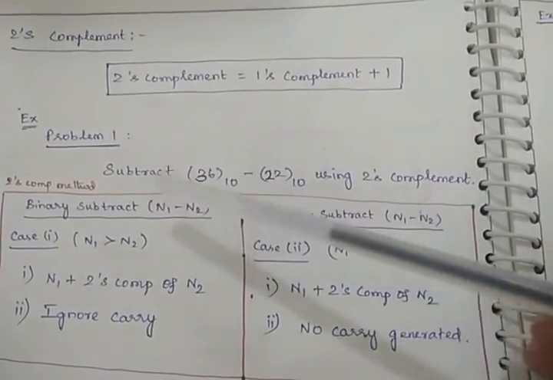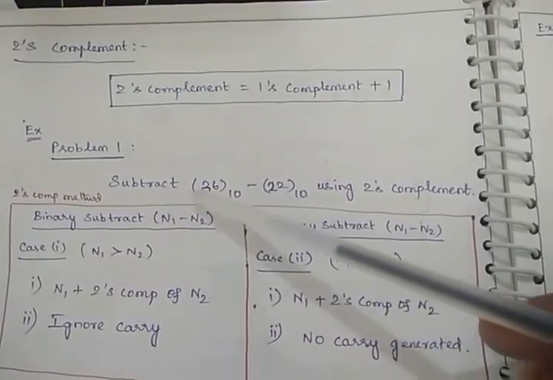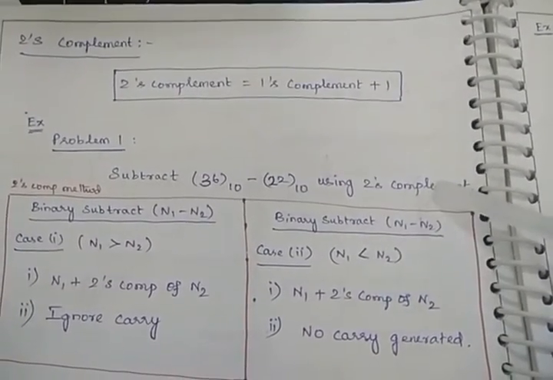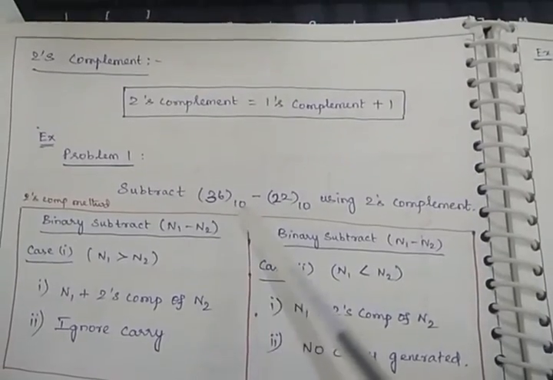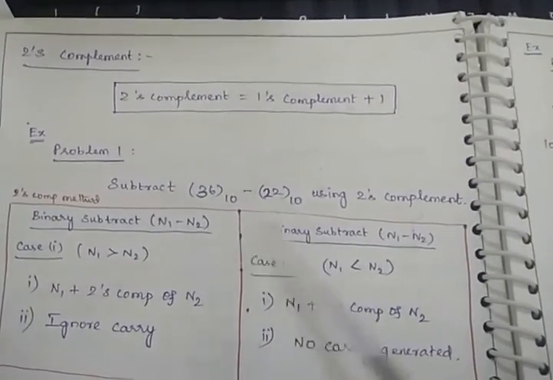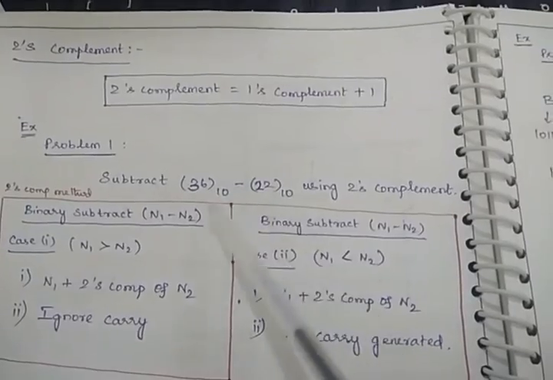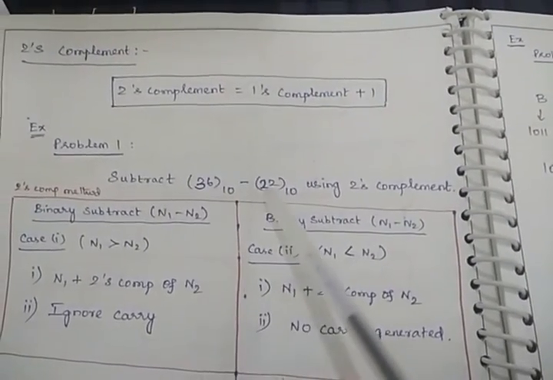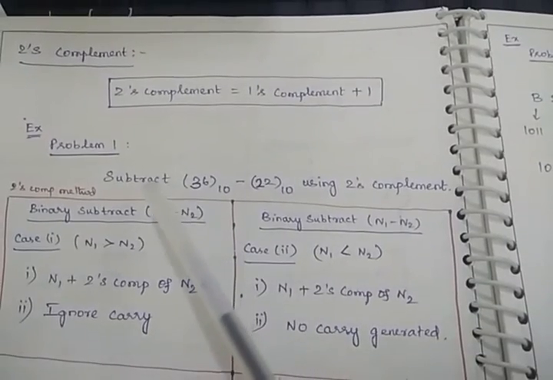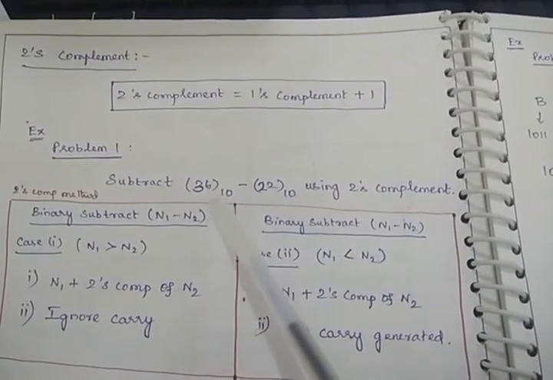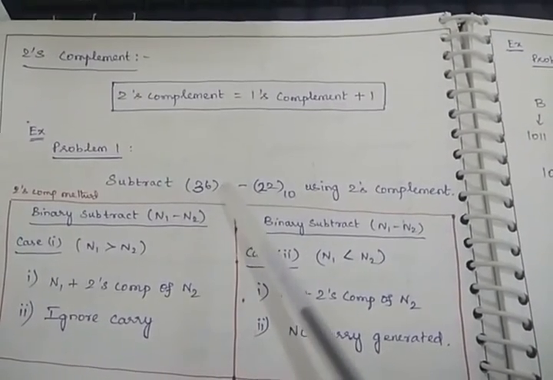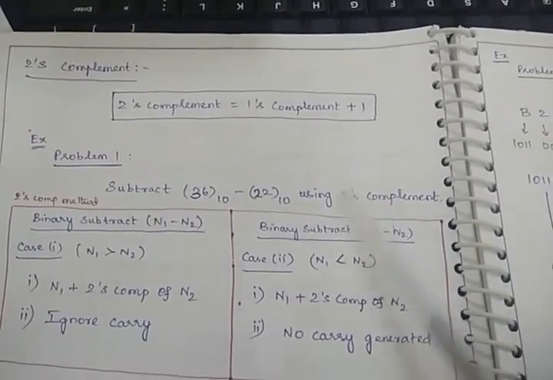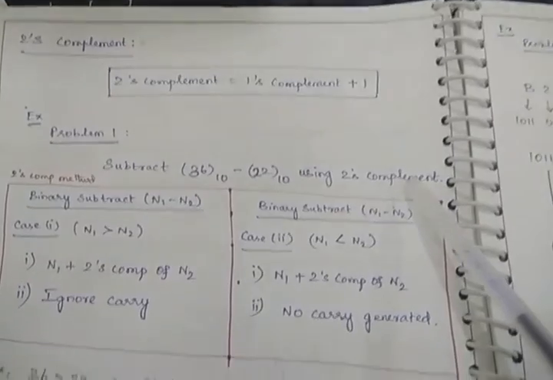Example problem number 1. Subtract 36 to the base 10 minus 22 to the base 10 using 2's complement. See, base 10 is given, so both are decimal numbers. But for this subtraction, first we should convert the given numbers into binary form. Later we can do this subtraction by using the 2's complement method.